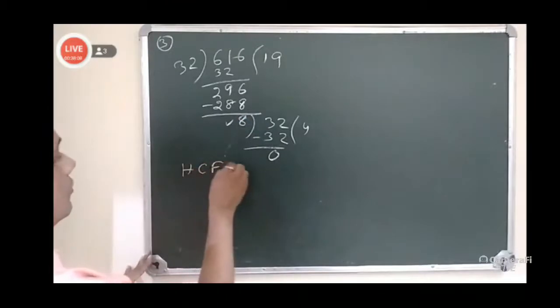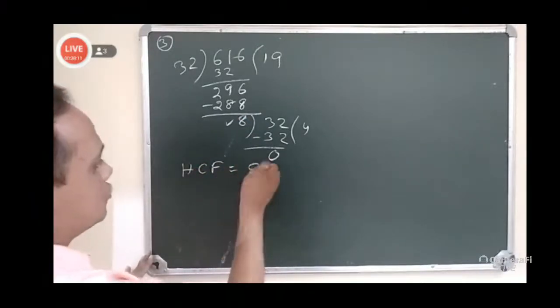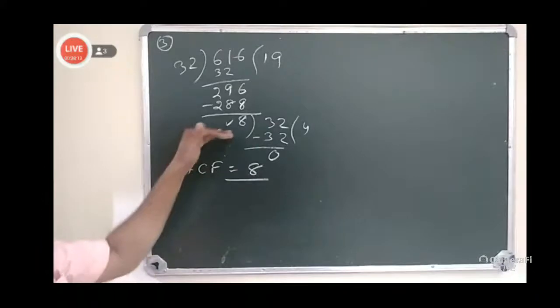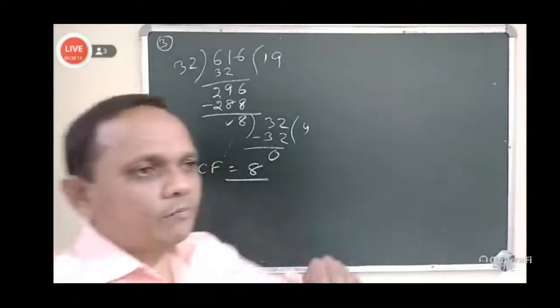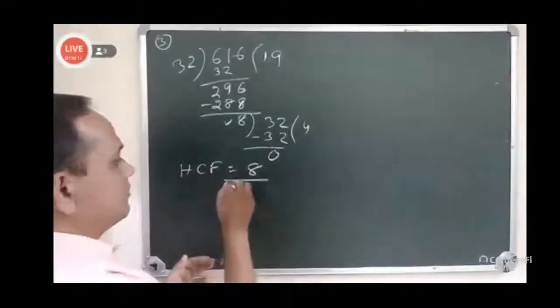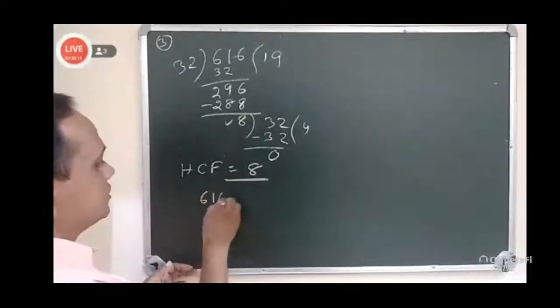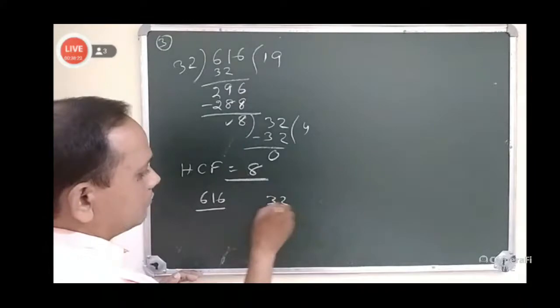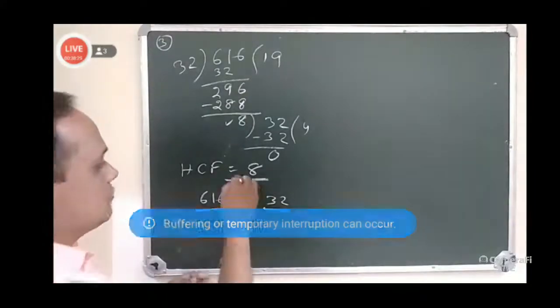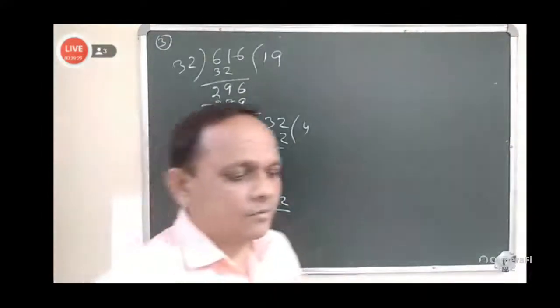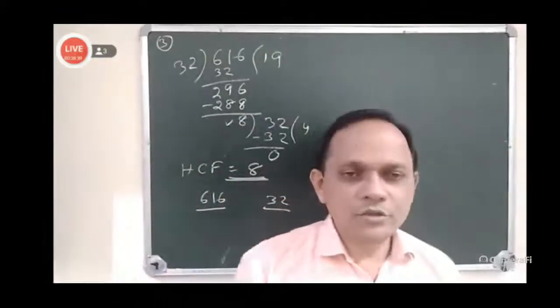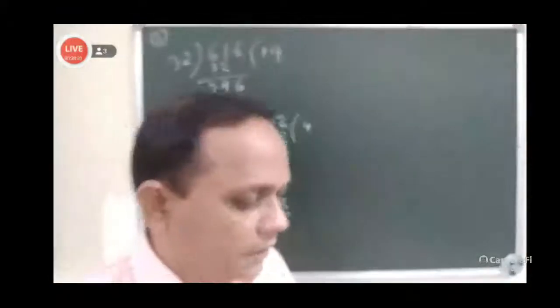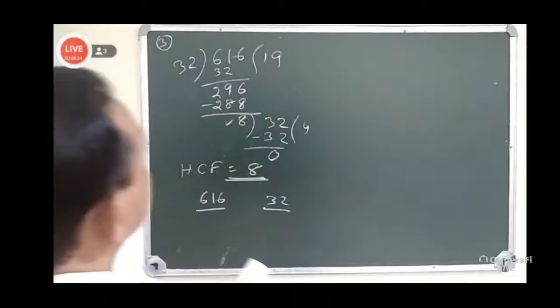So HCF equals 8. The maximum number of columns which can be made between the 616 members and the 32 members will be 8. That is all about number 3. Then we have to go to number 4.